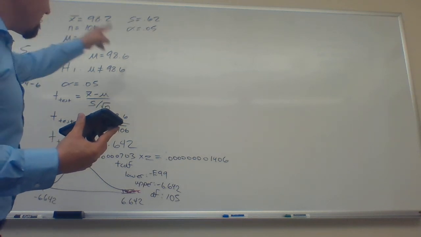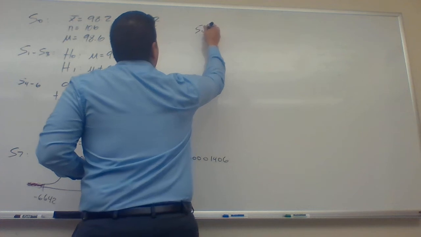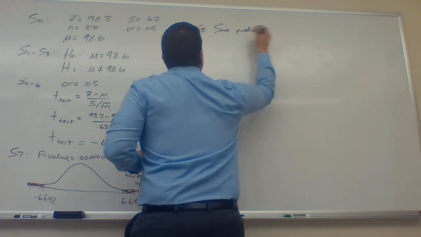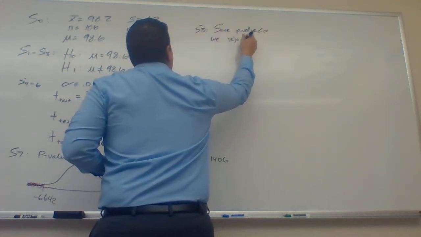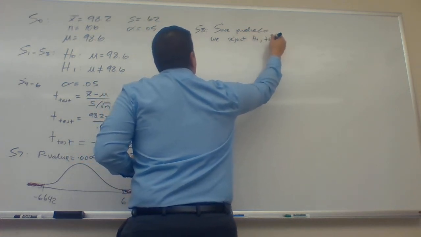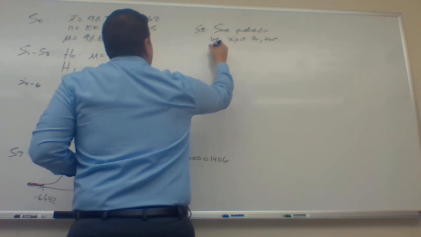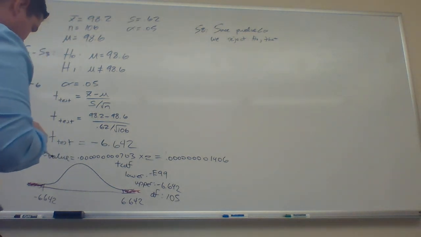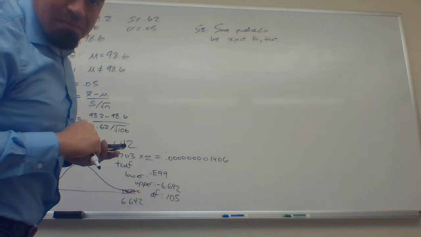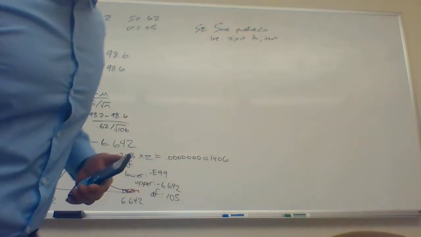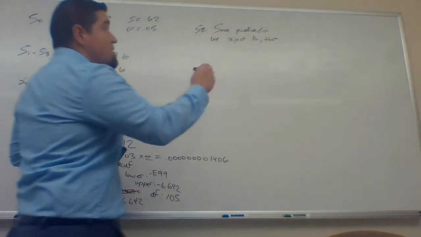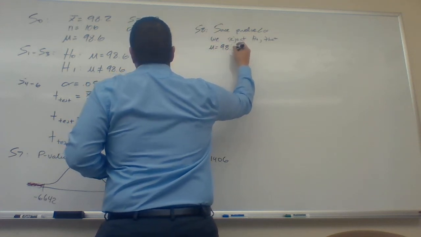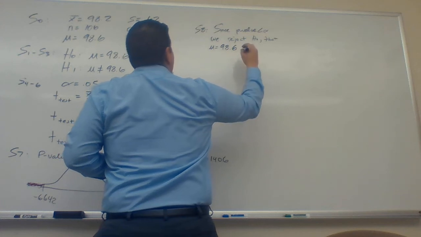Is that less than alpha? Yes. So our conclusion, since the p-value is less than alpha, we reject H naught that the mean body temperature is 98.6.